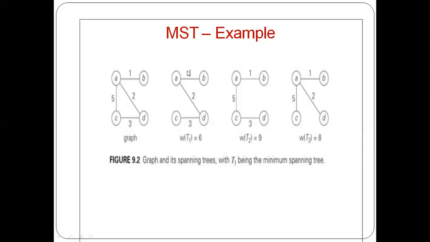Among them, the one which has the minimum cost is the first one. So this is the minimum spanning tree. Out of these 3 spanning trees, the first one is the minimum spanning tree.